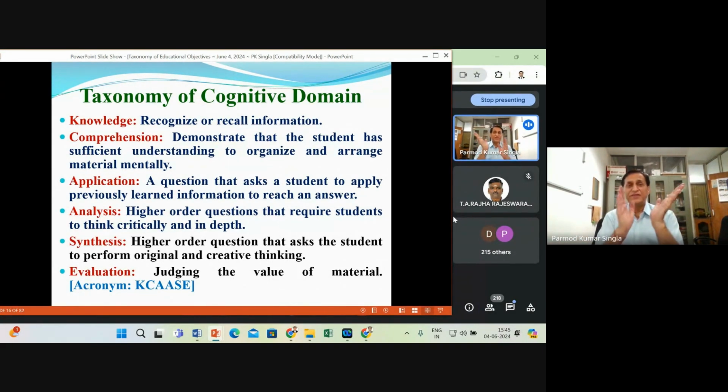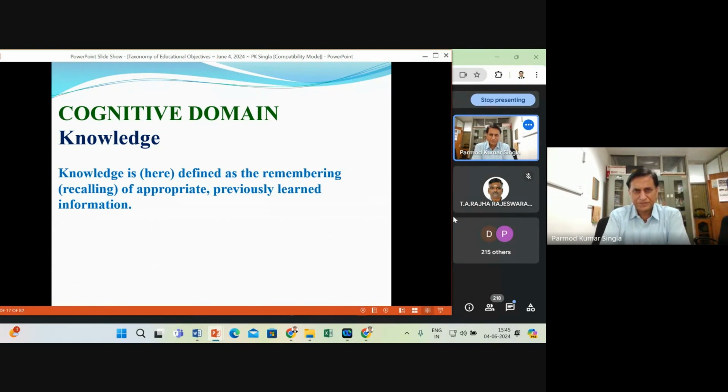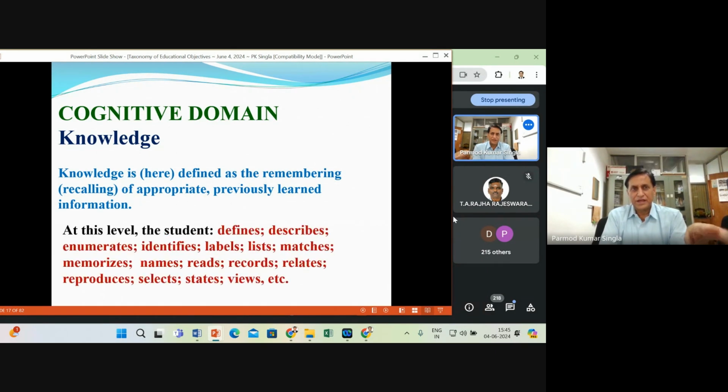Anyway, my dear friends, if you understand this very well, let us go a little more deeply into the cognitive domain. Knowledge: remembering, recalling previously learned information. When we plan, or impart instruction, or evaluate, I will not go into how to write the course outcomes or learning outcomes for a course or program. But we require action verbs: what the student should be able to do when he is at the level of knowledge. He will be able to define, describe, enumerate, identify, label.